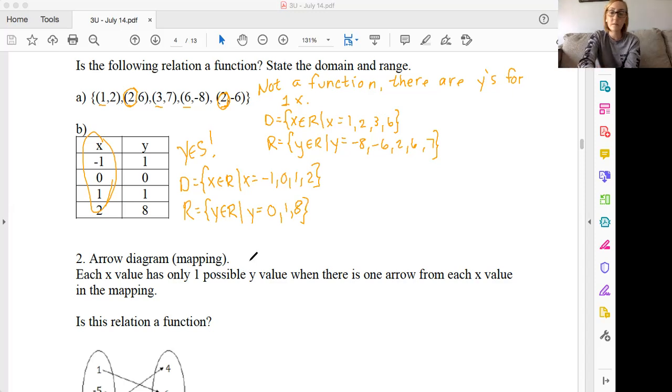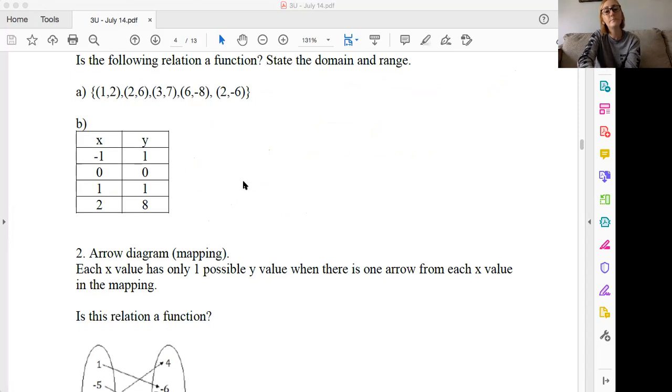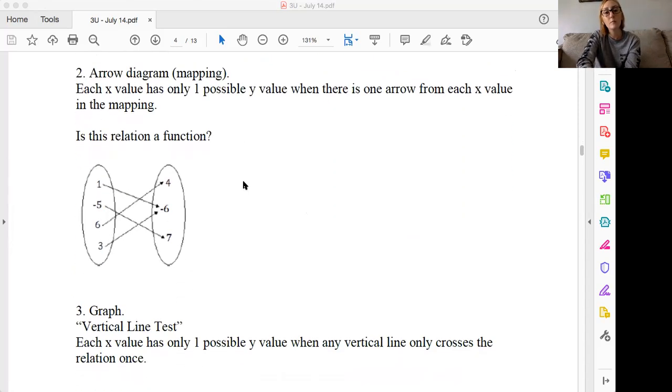Okay, so I'm going to clear that, and we're going to look at an arrow diagram. So keep in mind, again, each x value has only one possible y. So when we're looking at our arrow diagram, I'm not going to write anything. So you just look. This brings you to -6. This brings you to 7. That brings you to 4, and then -6. There's only one for each x, so that means that it is a function.